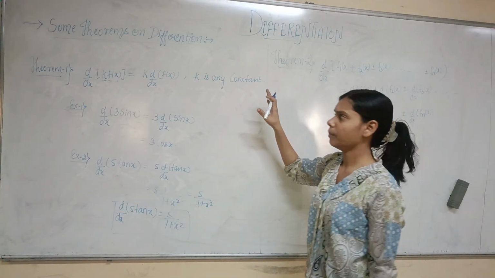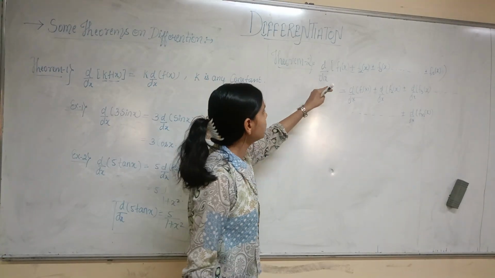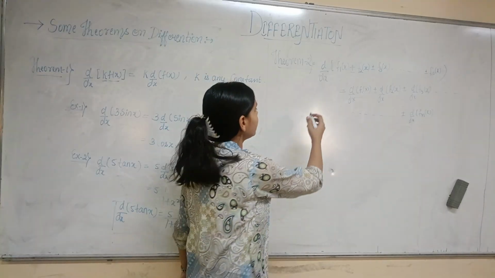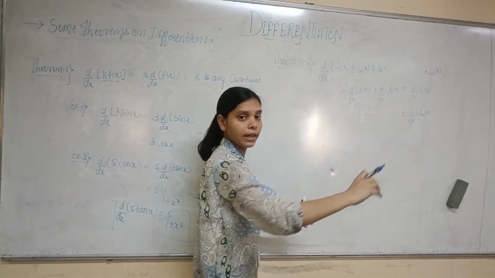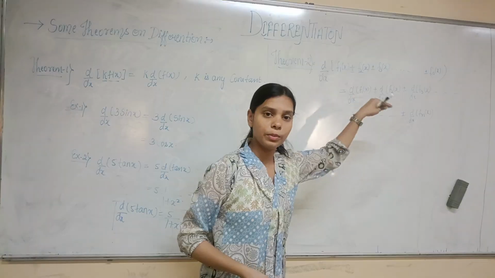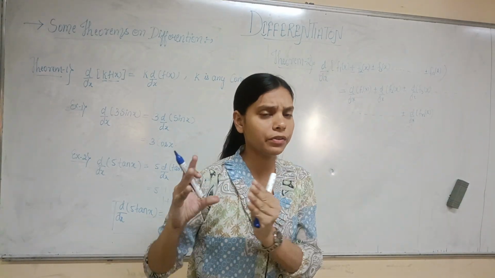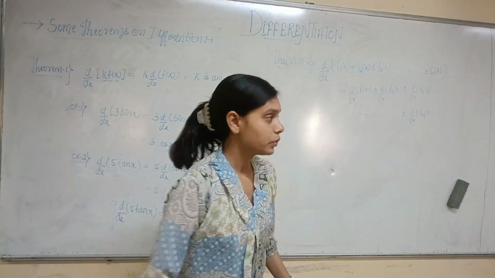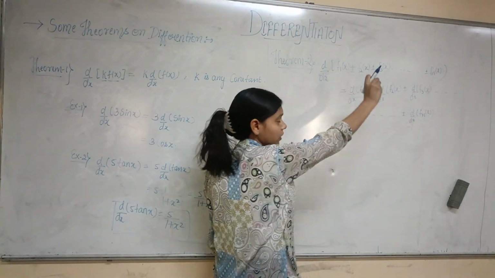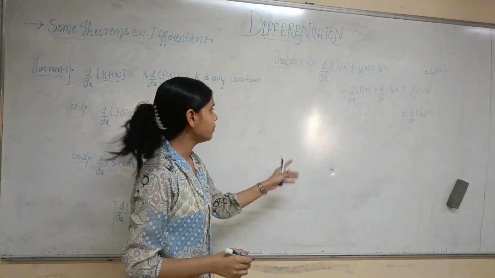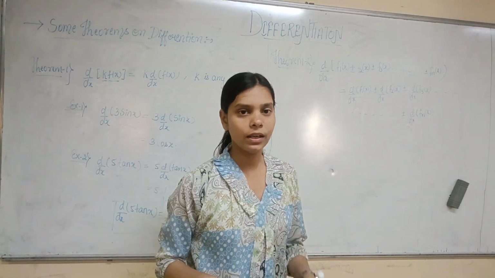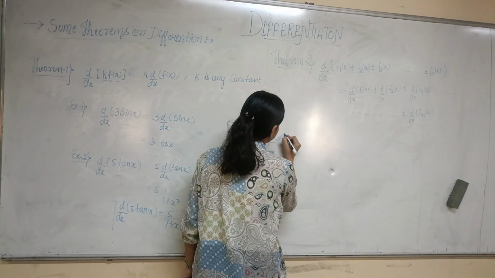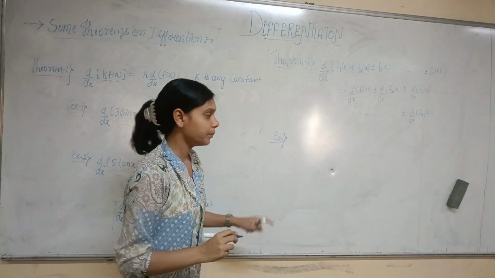Right, this is the second theorem, and this theorem says that if we take a summation of functions and take the differentiation of all the functions, then this differentiation is distributed over all the functions, right? We can differentiate the first function, second function, third function. So the d by dx is distributed over all the functions. Let us take an example.